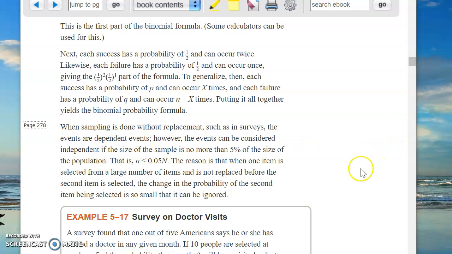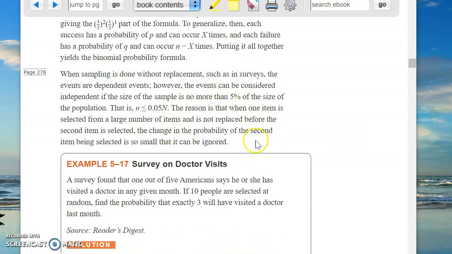If sampling is done without replacement, as an example, surveys, you don't ask the same person this question twice. You ask them one time and that person is no longer in the sampling, right? The events are dependent events. So you really should not be using this, according to the criteria that we have up there. However, the events can be considered independent if the size of the sample is small enough. When you take one item from a large number of items and it's not replaced before the second item is selected, the change in the probability of the second item being selected is so small that it can be ignored.